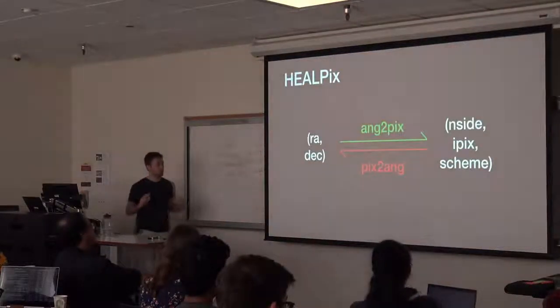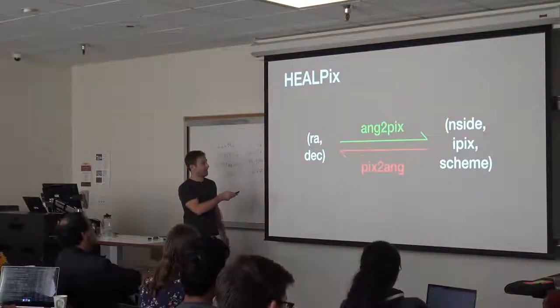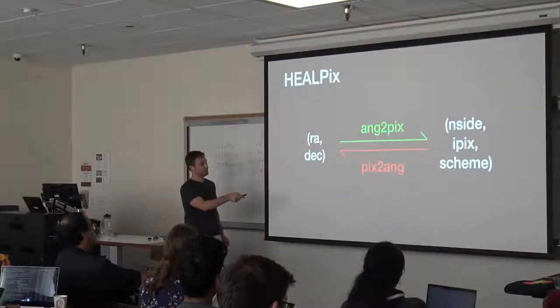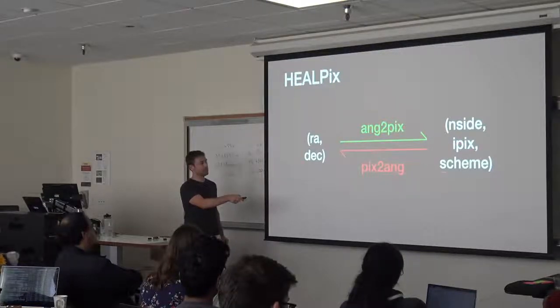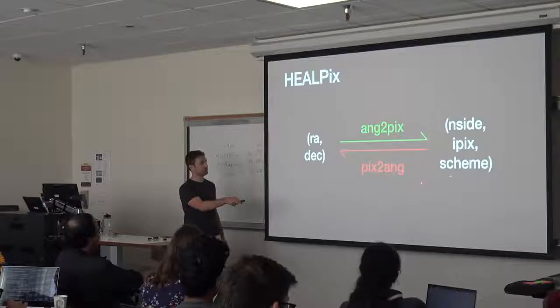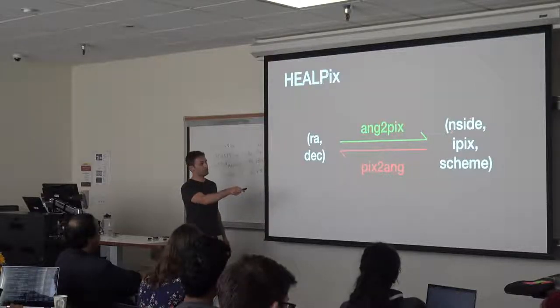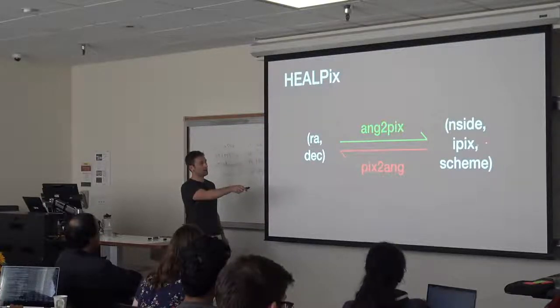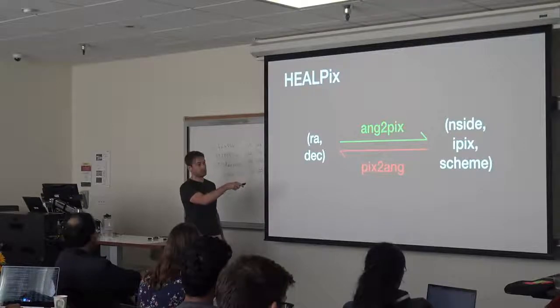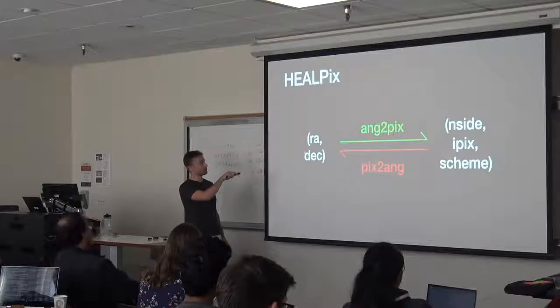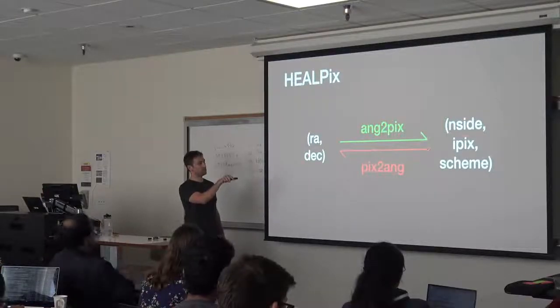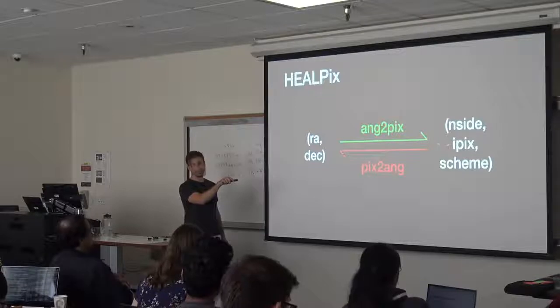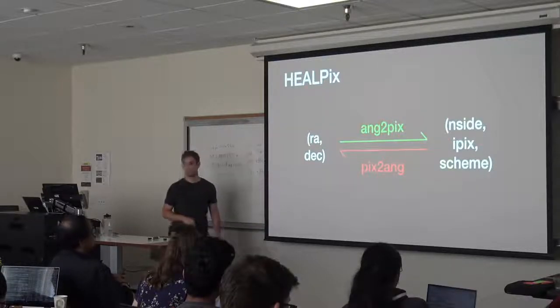So you can think of HEALPIX as a mapping between right ascension and declination, and n side, the resolution, ipix, the pixel address, and the indexing scheme, which is ring or nested. So if you pick your resolution and pick your indexing scheme, it maps right ascension and declination onto ipix, onto pixel index, and back. It's a surjection because there's a continuum of values of right ascension and declination, whereas there's a countably finite number of pixel indices.